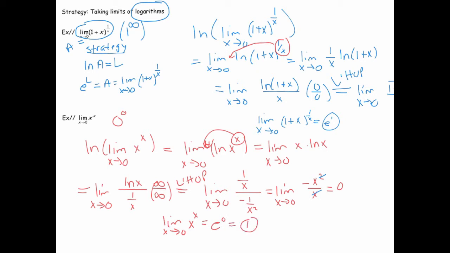Alright, so there's a couple of examples on how to use L'Hopital's rule when you're dealing with indeterminate forms that involve exponents. Again, the general strategy, which I'll circle here, is to take the natural log of the limit, get an answer, and then raise e to that answer.